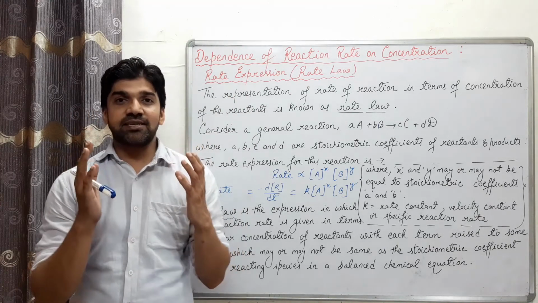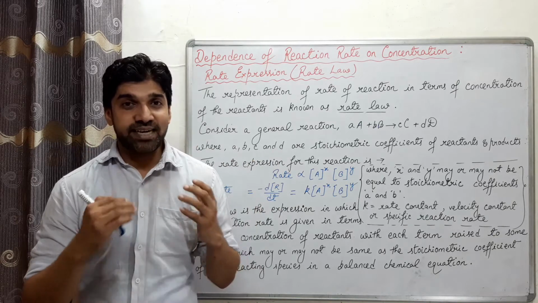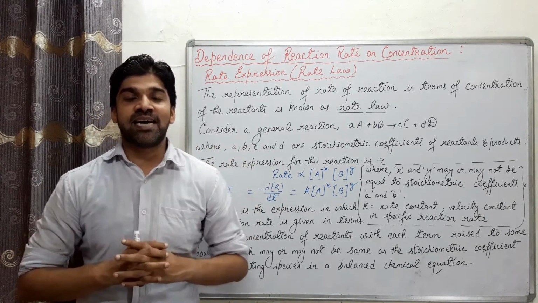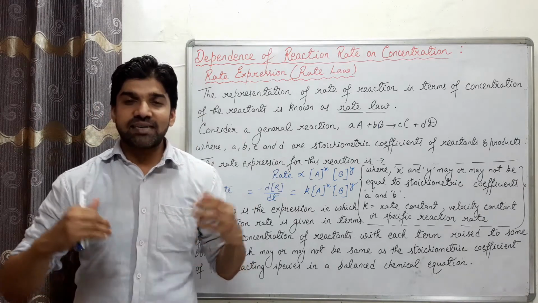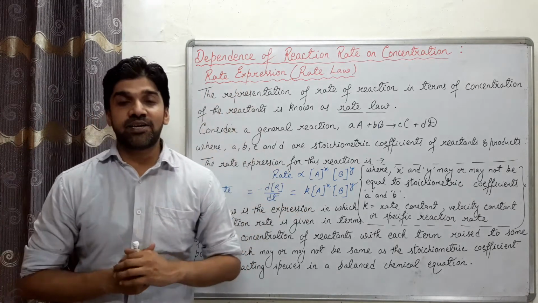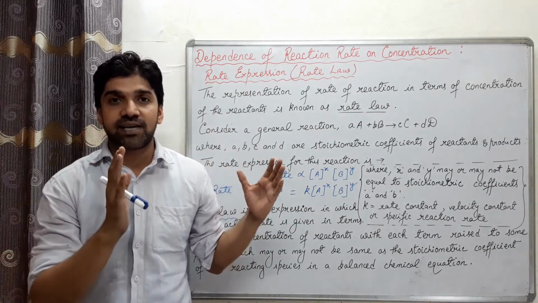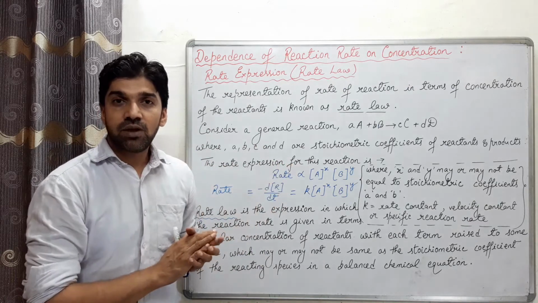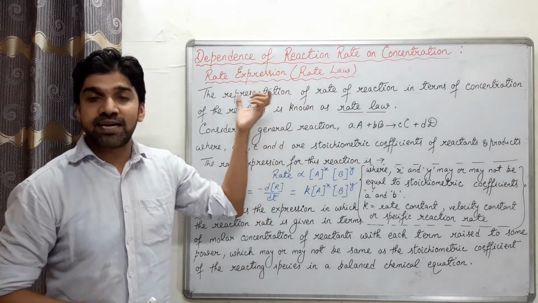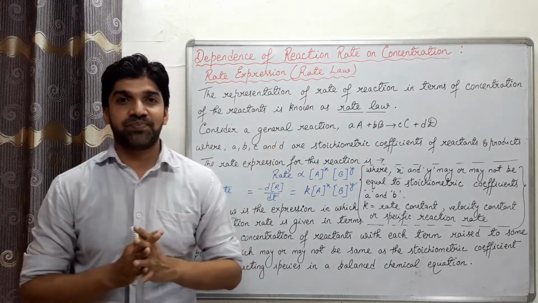And when we discussed concentration of reactants in the last lecture, we decided that we will discuss this topic in detail in the next lecture. So let's start this lecture with the dependence of reaction rate on concentration, that how the concentration of reactants affect the rate of chemical reaction with the help of rate law, also known as rate expression. It is also known as rate equation.